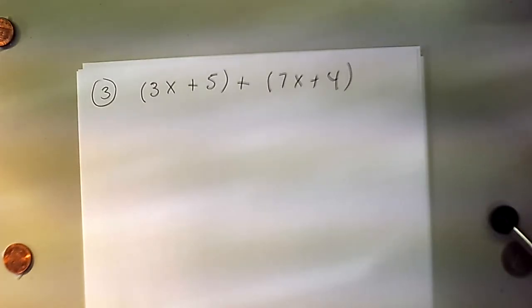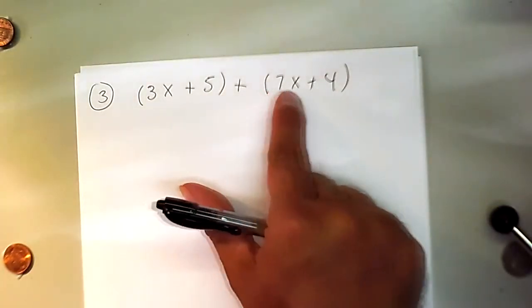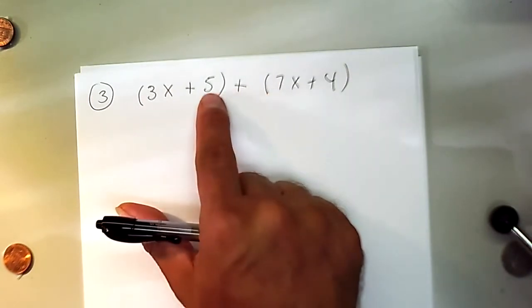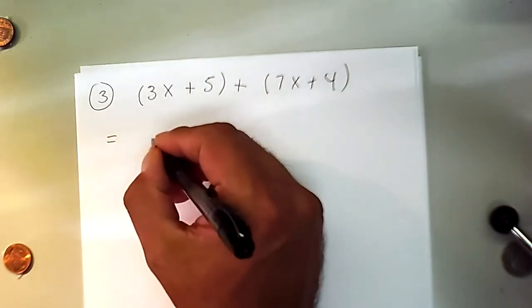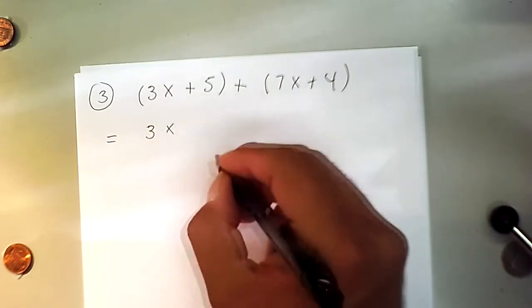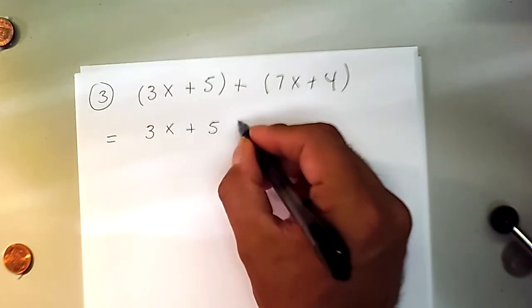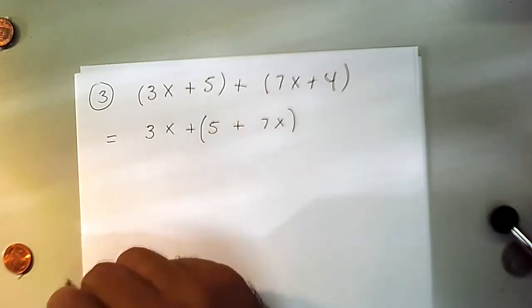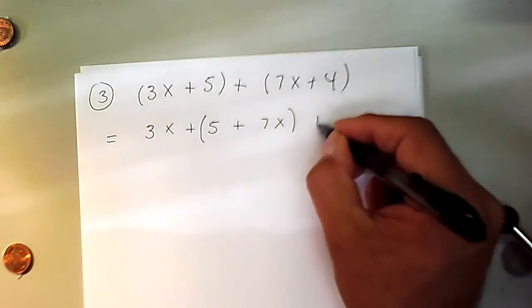So the first thing we should do is perhaps add the 3x with the 7x, which means we have to first reassociate this. So we can use the associative property of addition. All right, so 3x plus 5 plus 7x, I want to put those two together. This is a generalized form of the associative property of addition, plus 4.